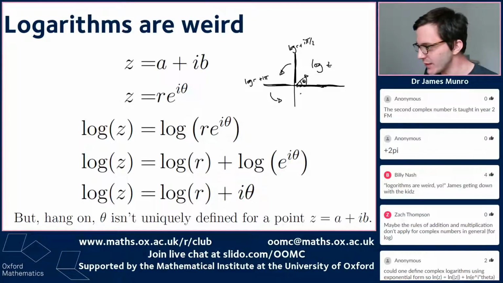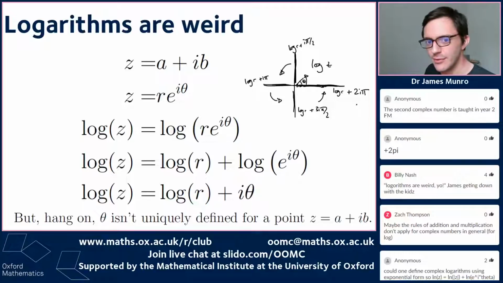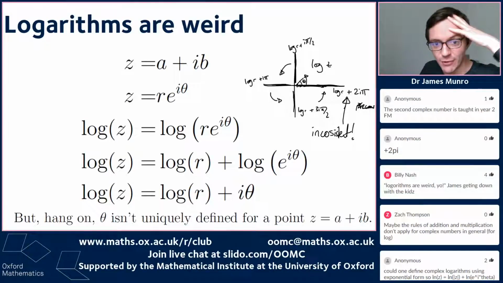As I keep going round, I'll get over here, and I'll keep going around, and I'll say that these ones are like log r plus 3i pi over 2. But then when I get back again, just before I get back to the real line, I'll be saying these are log r plus 2i pi. And that's inconsistent, because I've got back to the real numbers, and I'm not saying the same number for logarithm.